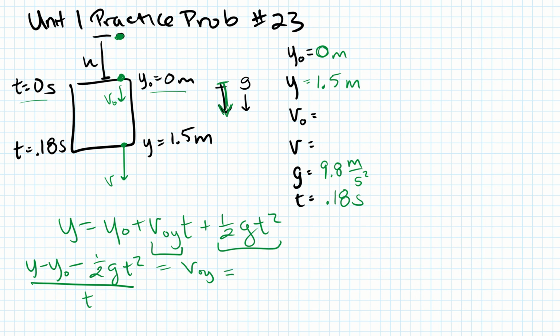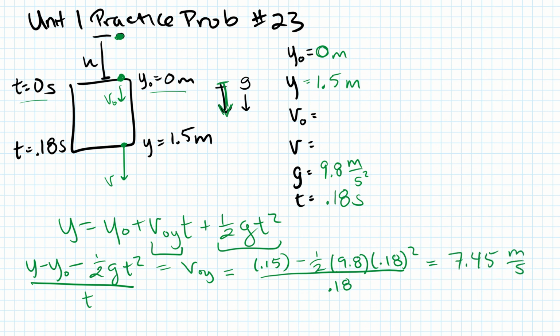So we plug in our numbers, we get 1.5 is our y minus y naught, minus 1/2 times 9.8 times 0.18 squared, and we divide that all by 0.18 to get a velocity of 7.45 meters per second. And our velocity, even though it's downward, we have set that downward direction to be the positive y direction, so we can leave that as a positive number. And we would expect that to be a positive number.